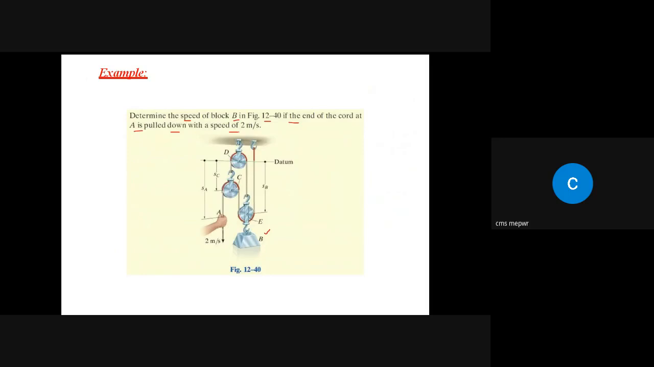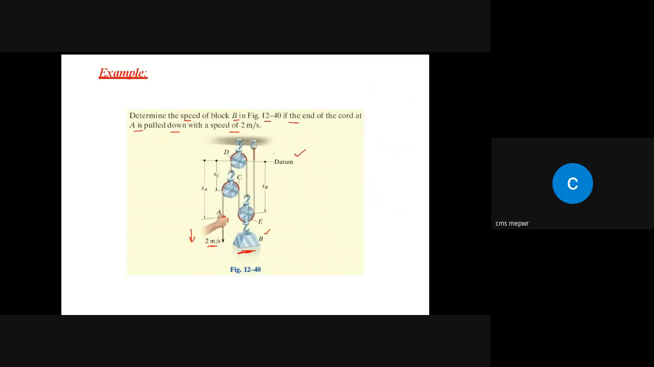So basically what we need to do is find the velocity of this object B. In other words, this block B, if the pulley or rope at point A is pulled downward with a velocity of 2 meters per second. The first step is setting the datum or the origin.